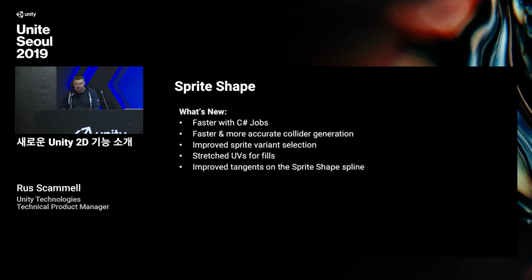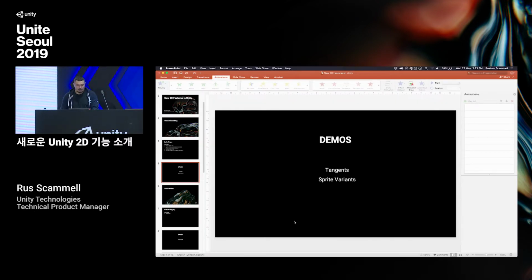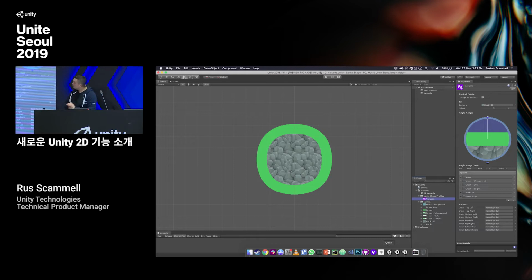OK, let's take a look at the demos so that those of you who are new to Sprite Shape can see what a Sprite Shape is. And then I will show you some of the new features that we've been adding. OK, let's jump into Unity. OK, so this is a Sprite Shape.